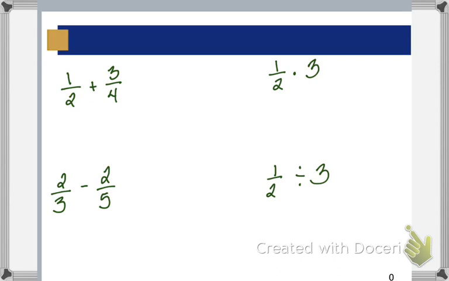Now, when you look at these 2 right here, compared to these 2 right here, what do we have to do here? Common denominator. Do we need a common denominator here? No. Go for it.